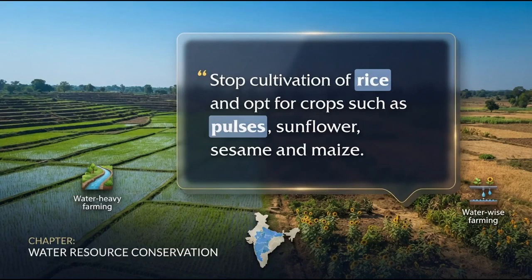But conservation also means changing how we farm. Take a look at this quote from agricultural expert Professor Ramanathan. He advises that during drier periods, farmers really need to stop cultivating water-heavy crops like rice and instead opt for crops like pulses, sunflower, sesame, and maize. Matching our crop selection to natural water availability is a massive part of true agricultural conservation.